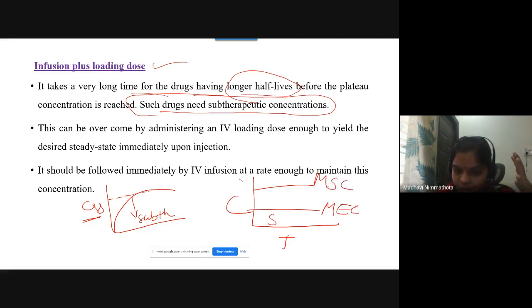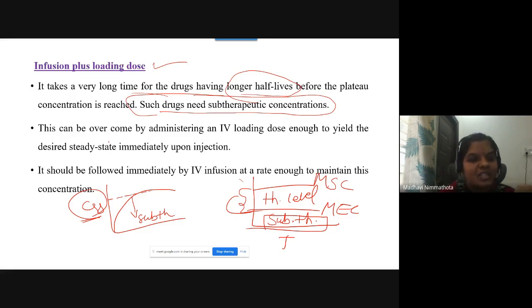So here you have the subtherapeutic level, and here you have the therapeutic level. Most of the drugs will require a concentration between MEC and MSC to produce CSS. But in some drugs, you require only a subtherapeutic level concentration to reach CSS.